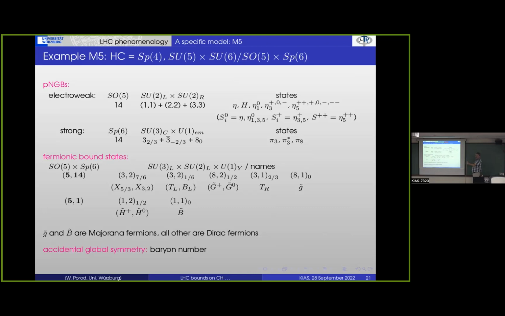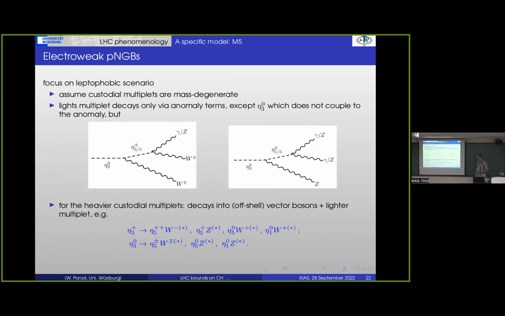But of course, one can ask the question what happens if one includes those guys here to be lighter, and those here. Then you need to add by hand additional terms violating either baryon number or lepton number. Let me first discuss briefly the electroweak BNGBs.